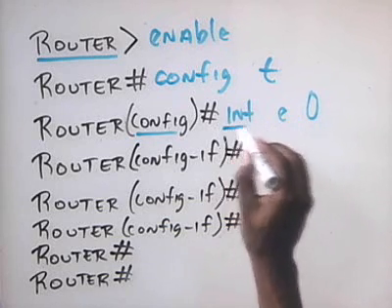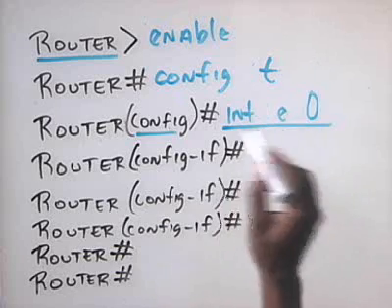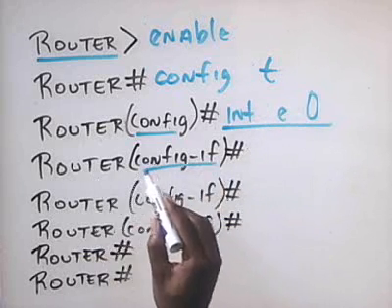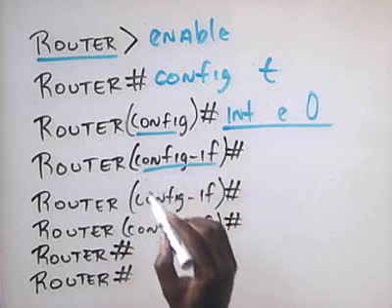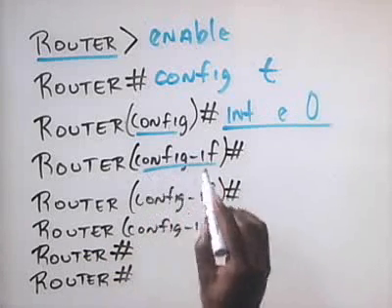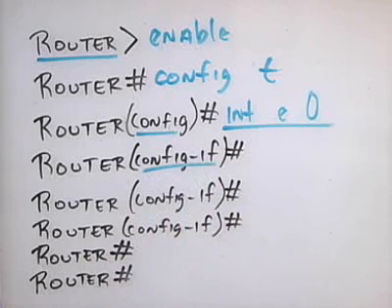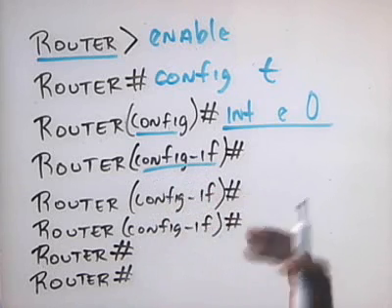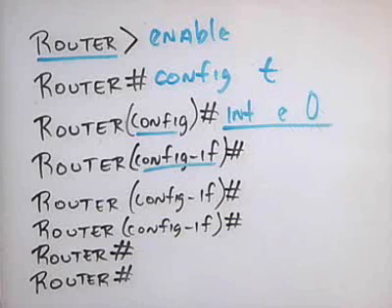Once you type this in, this changes the configuration prompt. Notice now we're in interface configuration mode, config-if. We're in interface configuration mode, at which point now we can configure certain parameters on that Ethernet interface.